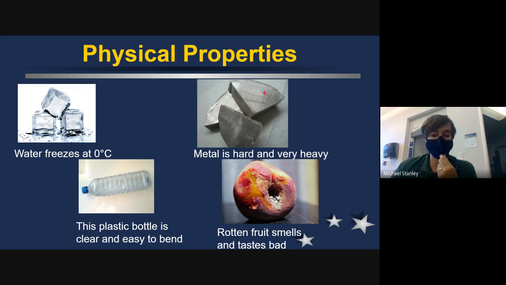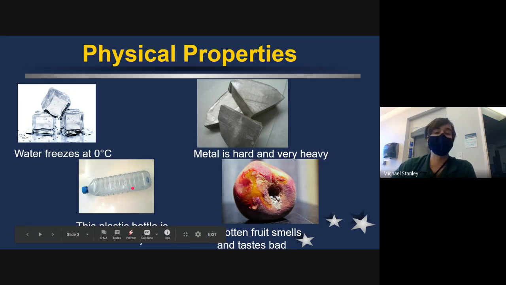These chunks of metal over here, they're very smooth, they're hard, they're heavy, they're shiny. Those are all physical properties, right? They're all things that we can see when we observe these big chunks of metal. So its mass, how it feels, how it looks, all are physical properties.